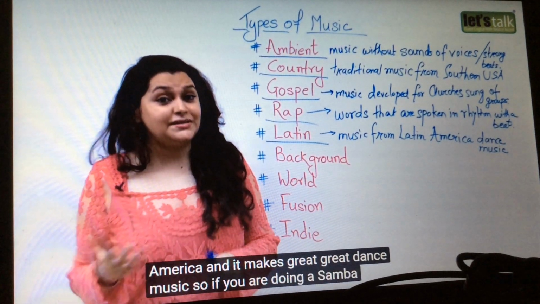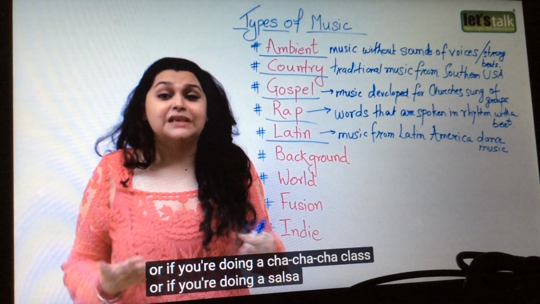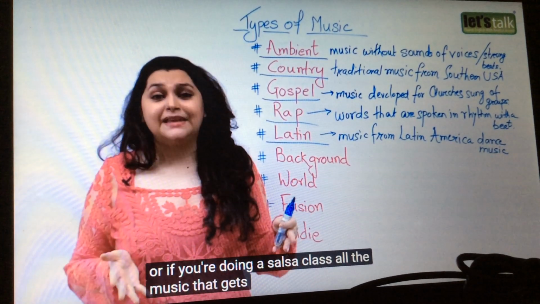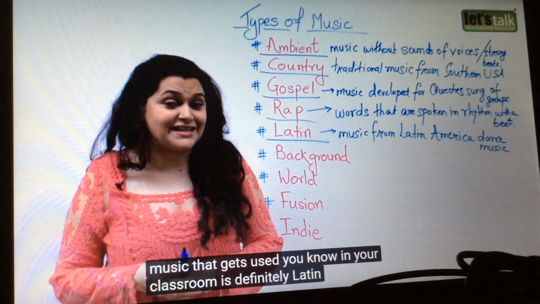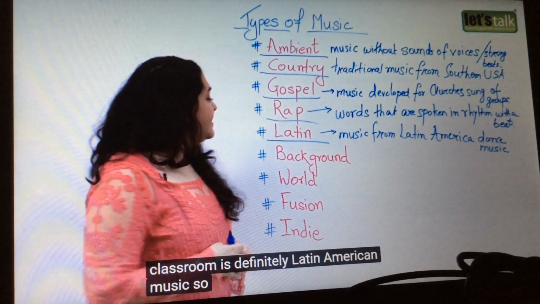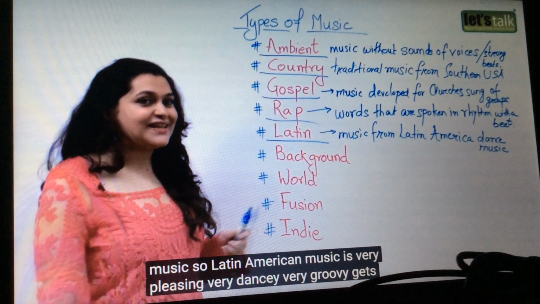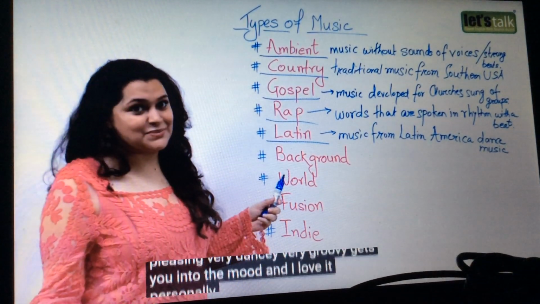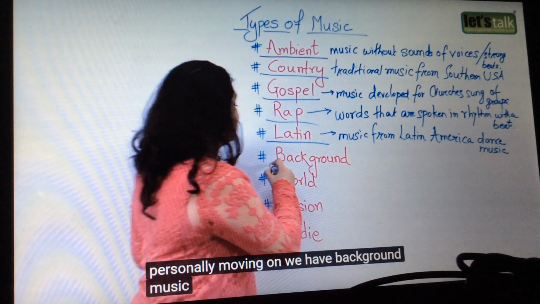So if you are doing a samba class, or a cha-cha-cha class, or a salsa class, all the music that gets used in your classroom is definitely Latin American music. So Latin American music is very pleasing, very dancey, very groovy, gets you into the mood, and I love it personally. And moving on, we have background music.